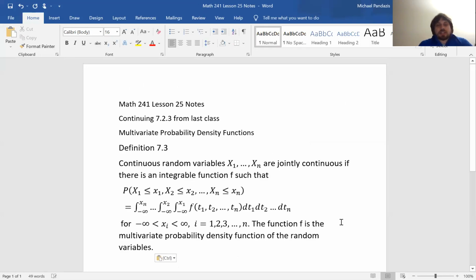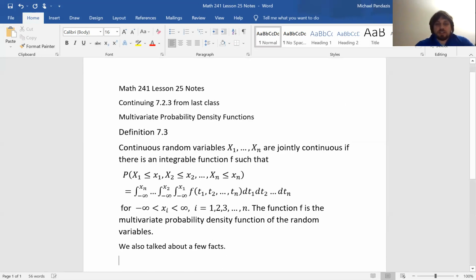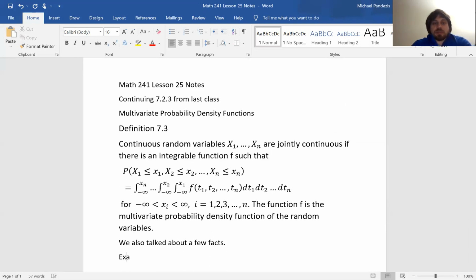So we had that definition from last class, and we talked about four important facts pertaining to it. Now to continue, we're going to start with an example.